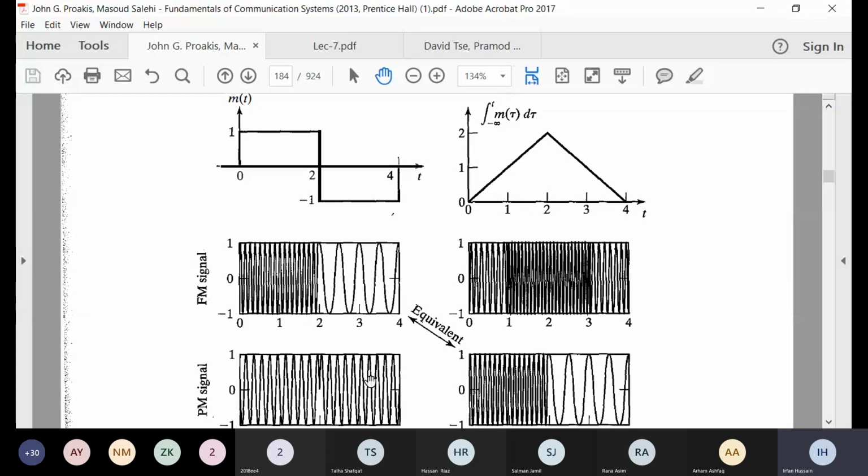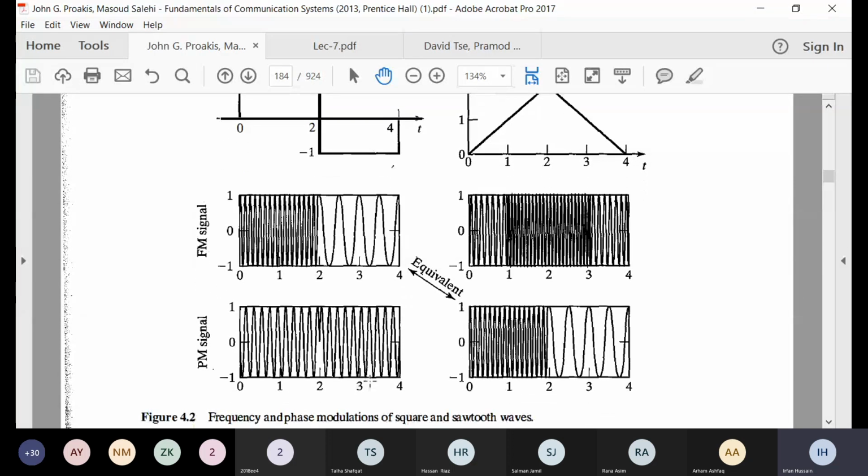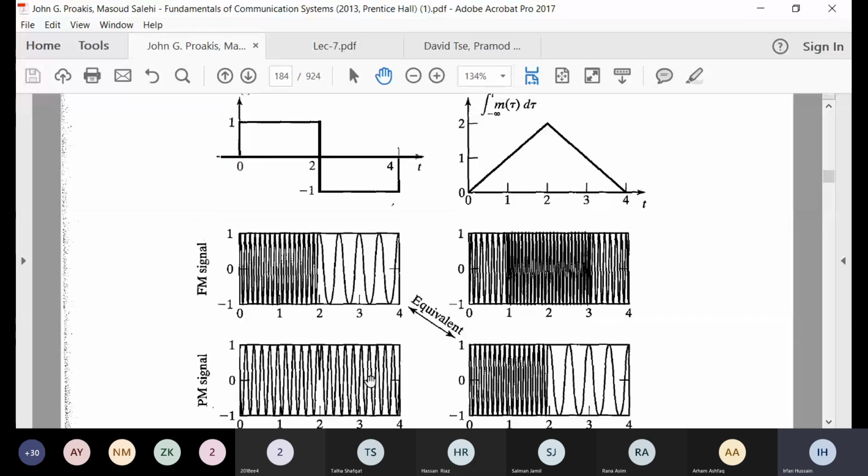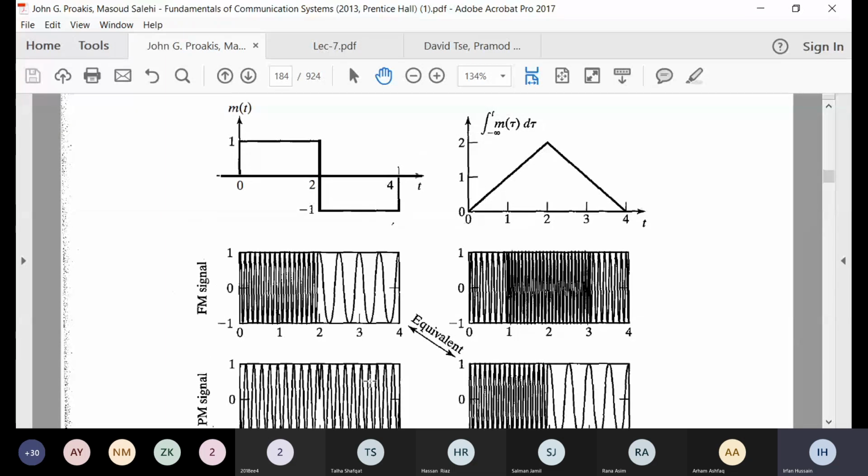So its FM will be increasing in frequencies. Its frequencies will be increasing. That is why it will be grouped together like this here. Higher frequencies for higher amplitudes. So the signal looks as follows.